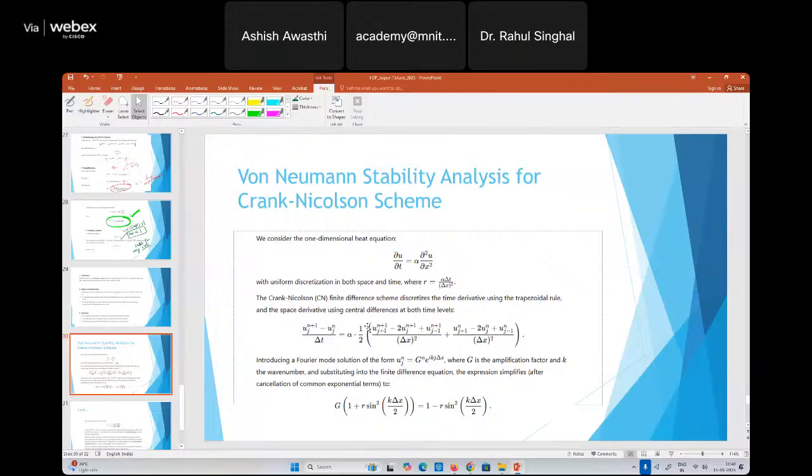So this scheme is a little complicated. Okay. And I'm not going to teach the scheme, I will just draw the computational molecule. It is something like this. This is n, this is your n plus 1. So you see that 3 points are here, 3 points are here. j minus 1, j plus 1. So you see that these are there and these are there. So it is an implicit scheme.